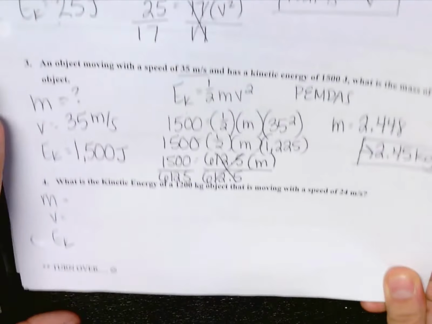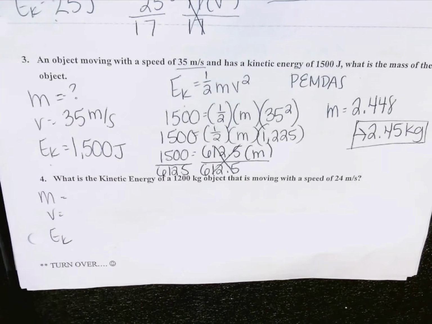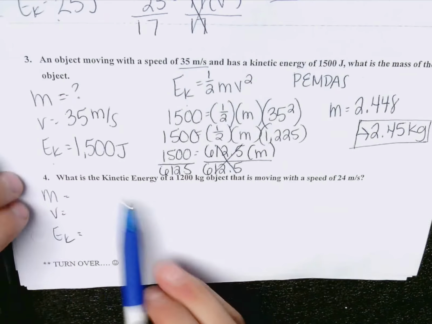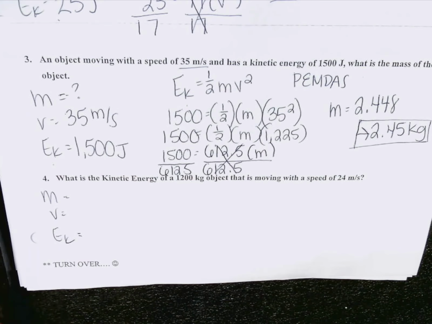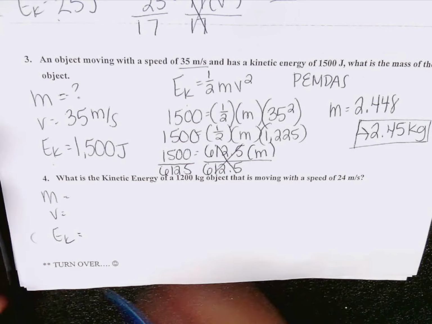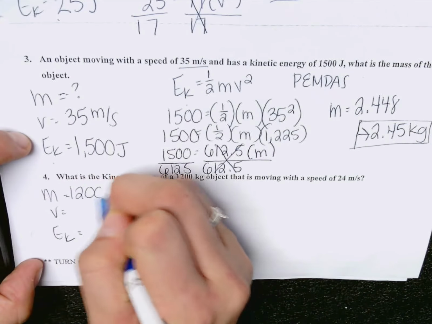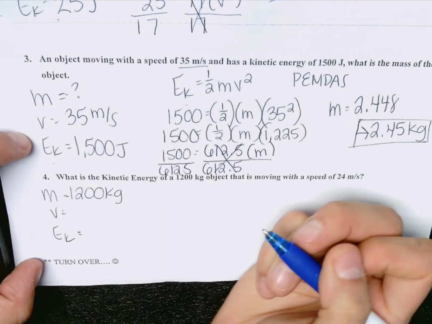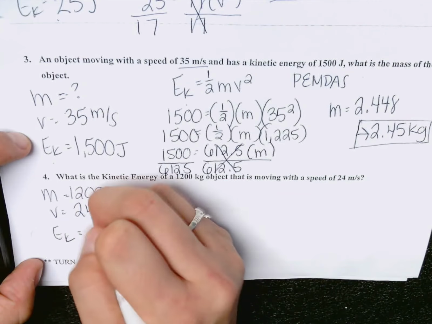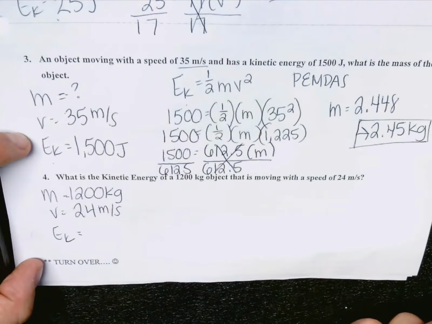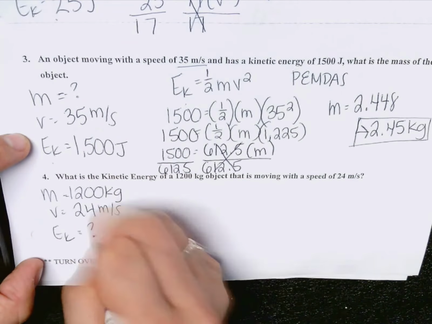All right, the last one I'm going to do with you is this. What is the kinetic energy of a 1,200 kilogram object that is moving with a speed of 24 meters per second? So what variables do we know? We know the mass is 1,200 kilograms. We know that the velocity is 24 meters per second, but we don't know what the kinetic energy is.